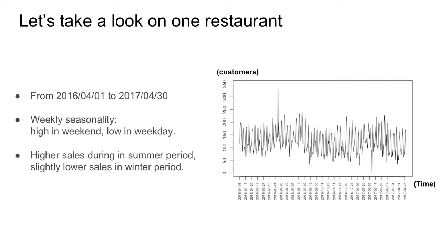Let's take a look at one restaurant. The period is from April 1st, 2016 to April 30th, 2017. We see the plot. The x-axis is daily time. The y-axis is the number of customers. And we can easily see there is a high peak during the weekend and a lower point during the weekday every week. Furthermore, summertime has higher average sales than wintertime.